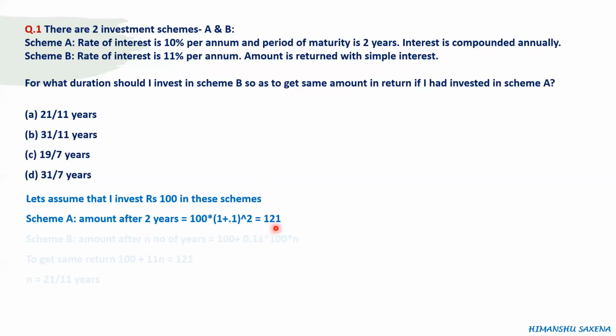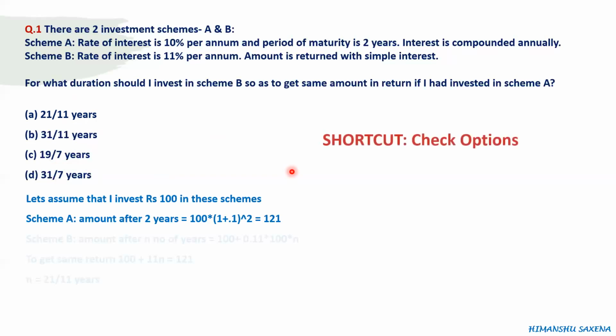Now 22 rupees is slightly greater than 21 rupees. So in scheme A, I am getting 21 rupees in 2 years, but in scheme B, I am getting 22 rupees in 2 years. So I need to invest slightly less than 2 years in scheme B to get the same amount, which is 21 rupees, which I am getting through scheme A, right? So in scheme B, I need to invest for less than 2 years if I want to get the same amount as from scheme A. So let's just calculate the various options.